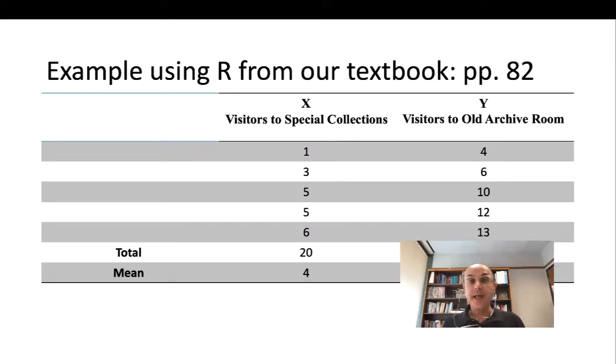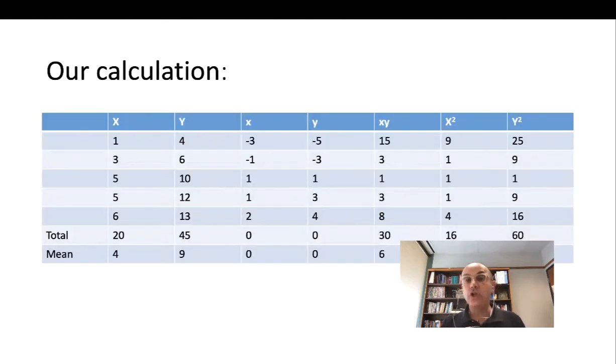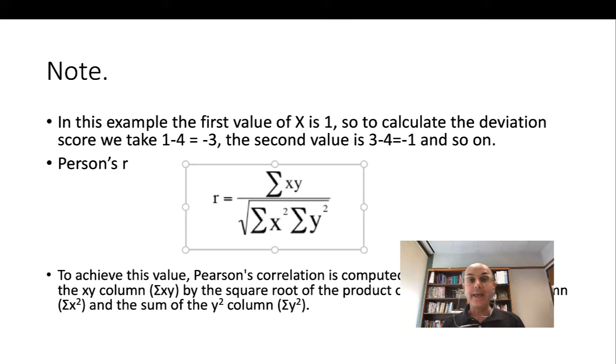I'm using the example in our textbook from page 82, where we have visitors for special collection and visitors to all archive rooms, and we have the total and the mean, all the information for us to fulfill the requirements of the formula. So again, we need to calculate the standard deviation score. We take 1 minus 4, which equals minus 3, and the second score is 3 minus 4, which equals minus 1. So this is the value of r in the Pearson's r evaluation.